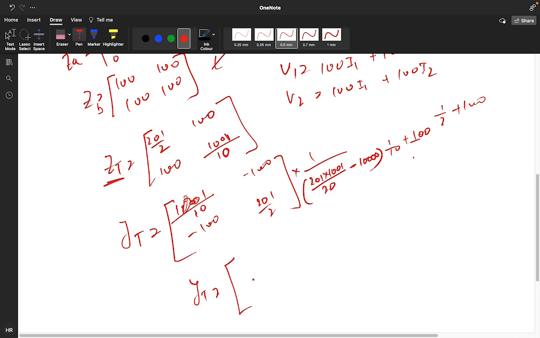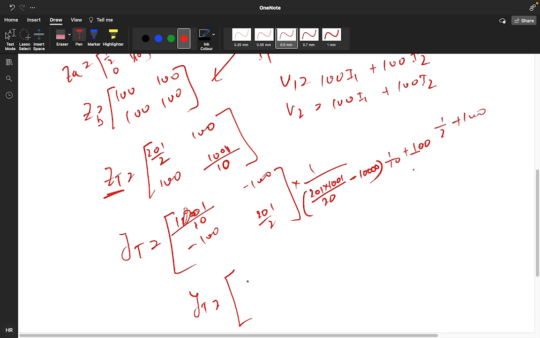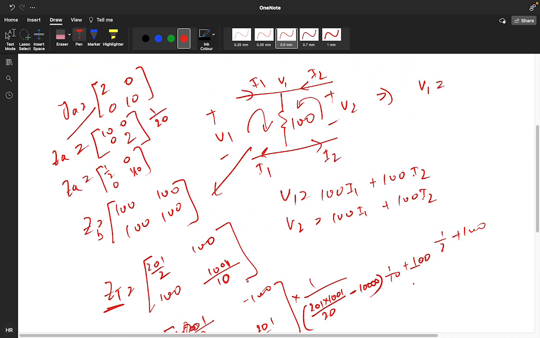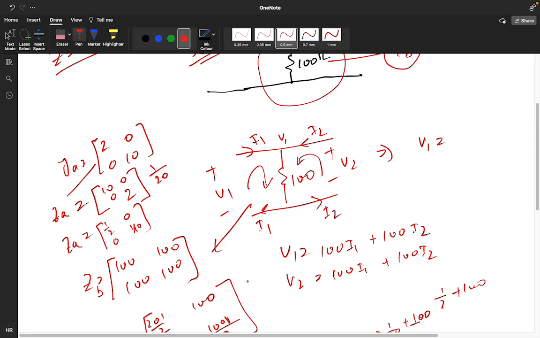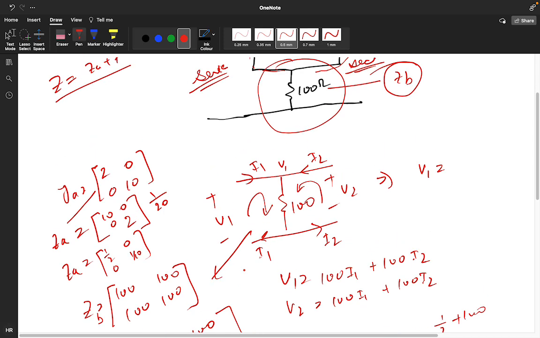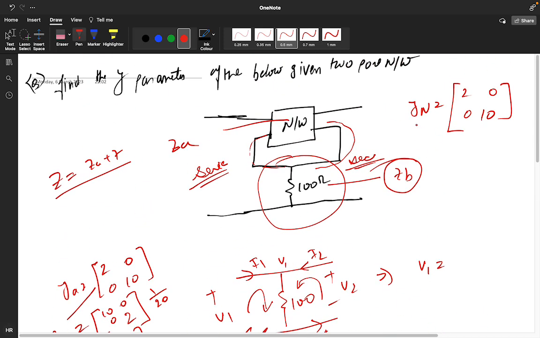Is this clear to everyone, or is anyone facing doubt in this? Anyone facing doubt? Prasanna, is this clear? How did you get that ZA matrix 2 0 0 10? See, Prasanna, it is given in the question only. It is given in the question that the Y network is 2 0 0 10.